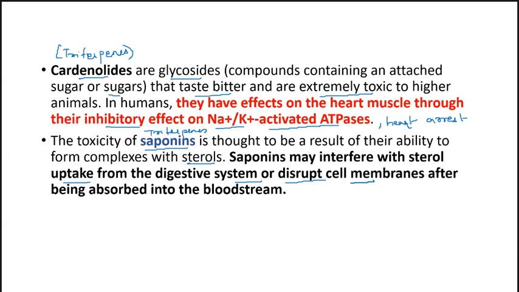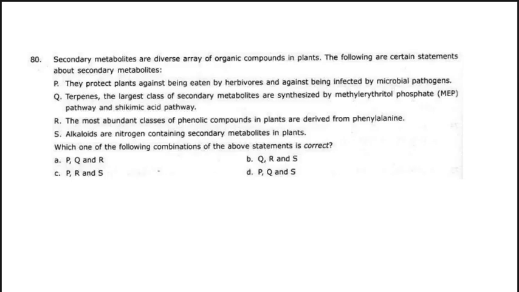Okay, a few questions related to terpenes. Secondary metabolites are a diverse array of organic compounds in plants. The following are certain statements about secondary metabolites. P: They protect the plant against being eaten by herbivores, we discussed just now cardenolides and saponins, and against being infected by microbial pathogens. Correct. Q: Terpenes are the largest class of secondary metabolites, synthesized by the MEP and shikimic acid pathway. The first part is correct, but the shikimic acid pathway was for phenols, so this statement is wrong.